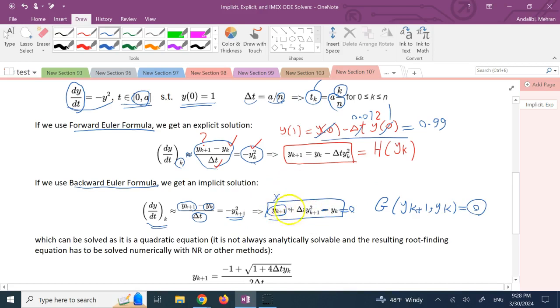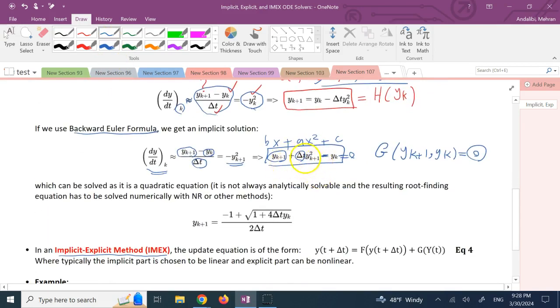So this is the linear term. This is like a times x squared. And this is like that constant c. So this is a quadratic equation, basically, where the unknown is y of k plus 1. And in this case, it's solvable analytically. y of k plus 1 becomes the solution of the quadratic equation.